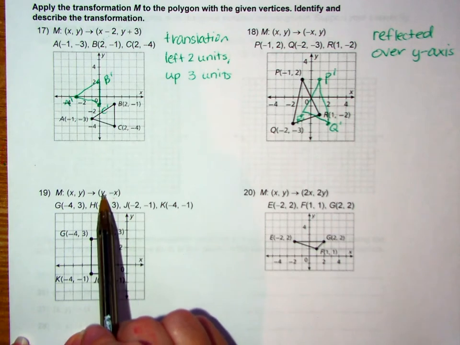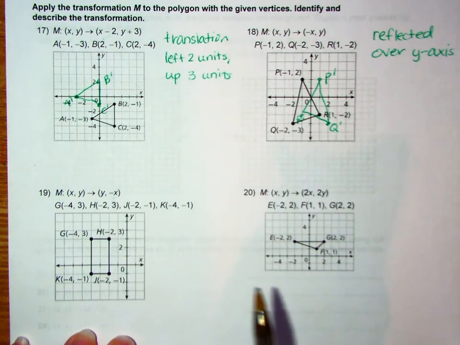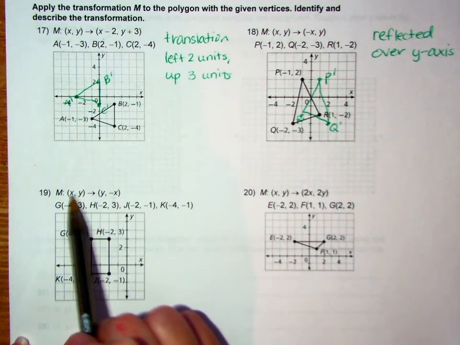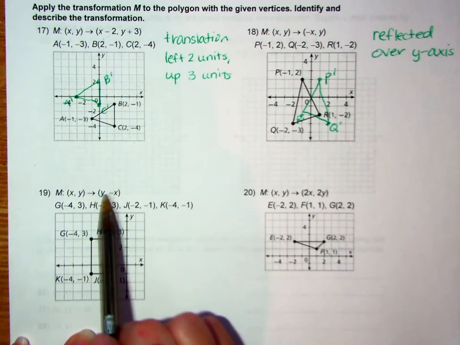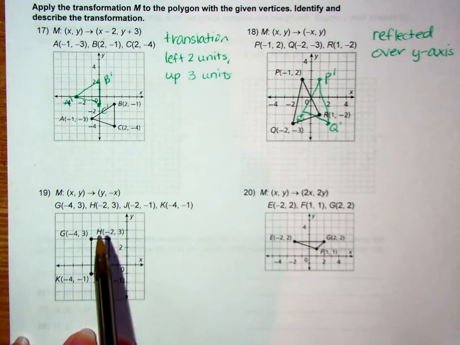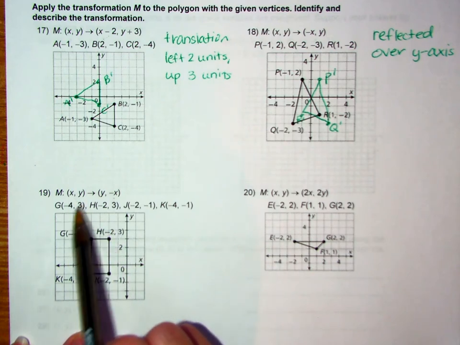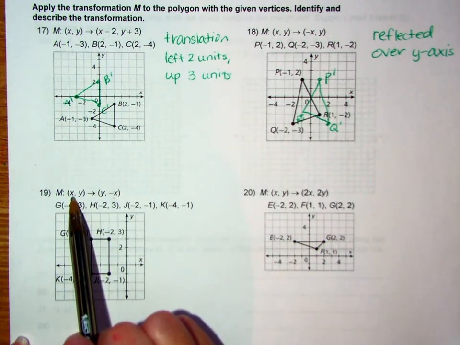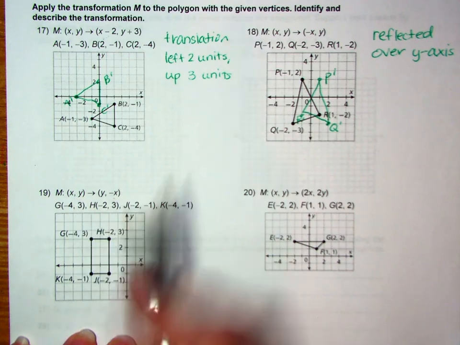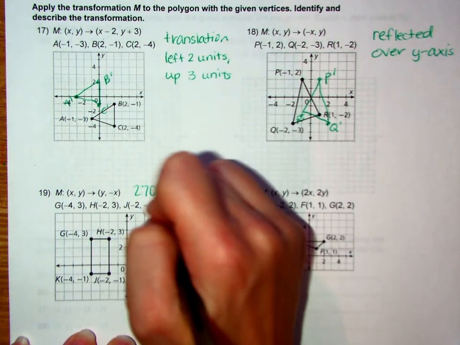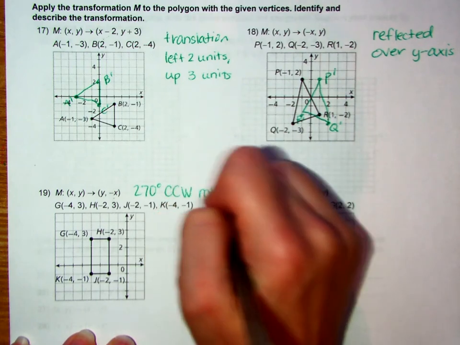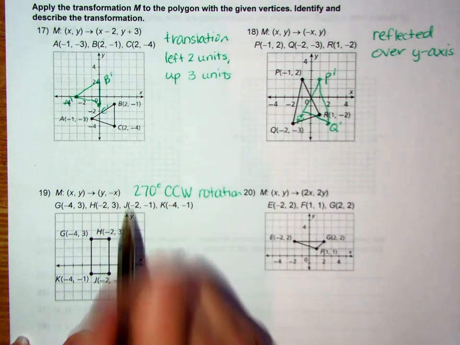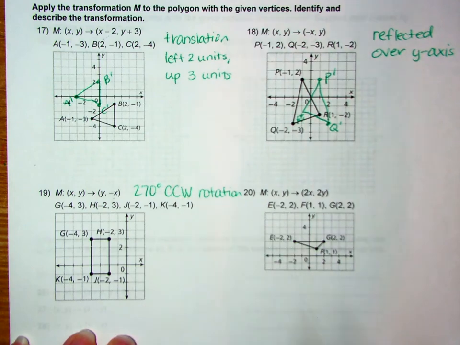Well, that's not the opposite. Let's try 180. 180 degrees, find the opposite of both. Well, they're not both opposite, and you would also leave them alone. Let's try 270 counterclockwise. 270 degrees, find the opposite of x and switch them, which is exactly what happened. So this is a 270 degrees counterclockwise rotation. You could also say that this is a 90 degrees clockwise rotation.